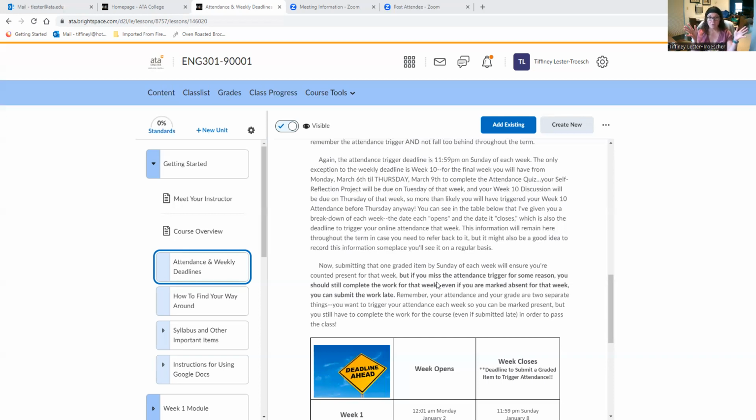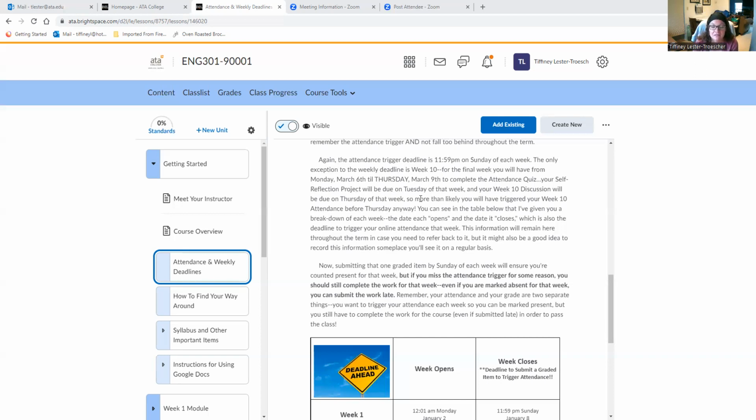So you have a whole week to trigger your attendance by submitting one graded item from 12:01 a.m. Monday to 11:59 p.m. Sunday. One graded item, you get counted present. The weekly attendance quiz is the easiest way to do that, but any graded item will work. Regardless of whether you get marked present or absent, though, you still have to make sure that at some point you are going through the lessons and completing the assignments for that week, even if they're late, right?